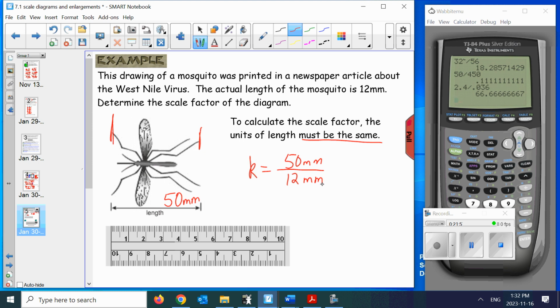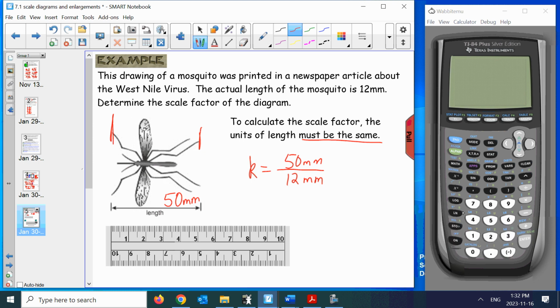Old people like me handwrite. Okay, now that is a good fraction, and you could actually reduce it a bit to 25 over 6. But let's go with the decimal. 50 divided by 12. Oh, I've got to turn mine on. 50 divided by 12, I get 4.17. There are 3 digits in it. That means the picture on your page is a little more than 4 times bigger than the actual mosquito.